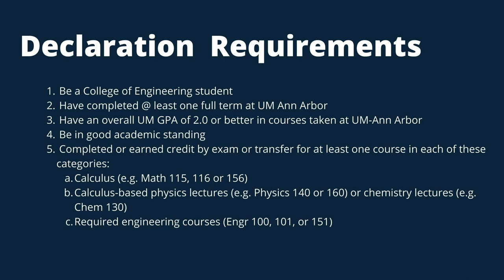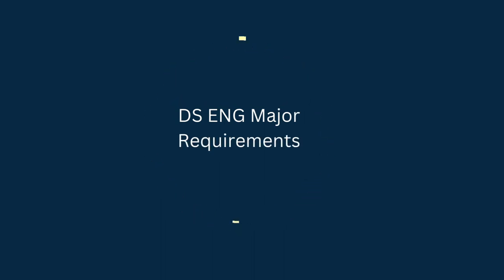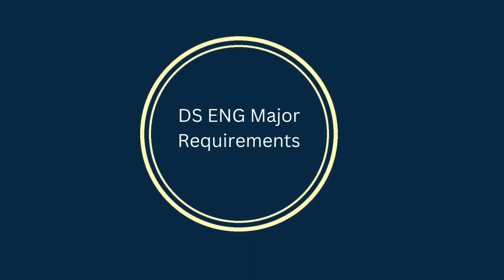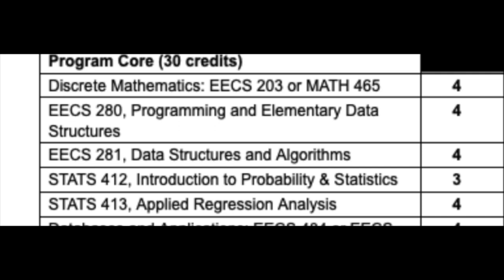The DS-Eng major requirements include completing a minimum of 42 credits. This does not include prerequisites. All major required courses must be taken for a letter grade, and students must receive a C or better to satisfy the major requirements. The core program requirements include EECS 203, EECS 280, EECS 281, STATS 412, and STATS 413.